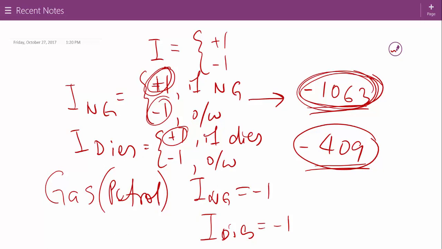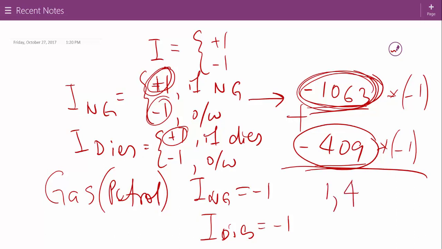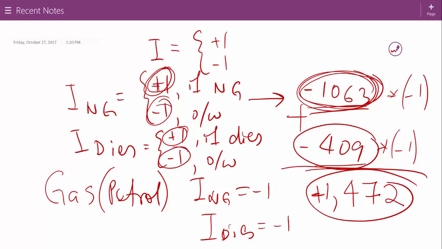So therefore, that is getting multiplied by -1, that is getting multiplied by -1, so they become plus, right? And I add them together, right? And what's my answer? My answer is something like 1,472 or something like that, right? And that's a plus sign because I used minus, and both of these slopes are minus, right? They're negative. Agree? Minus times minus, and then I add them together. That's what it's going to be.